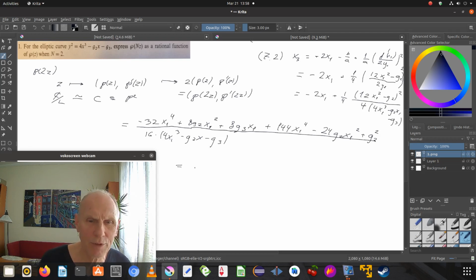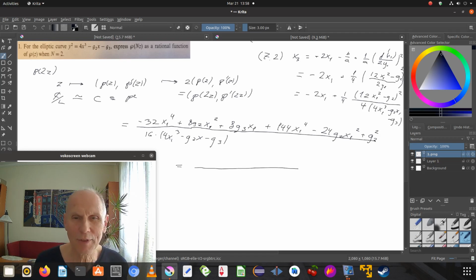And with these long algebraic expressions, doing them on Krita is difficult, so I expect to make some mistakes, but now I'll just go ahead and see what I get. And then if it doesn't make sense, I can correct it without recording in my own good time. Now we have 144 minus 32. That gives 112.